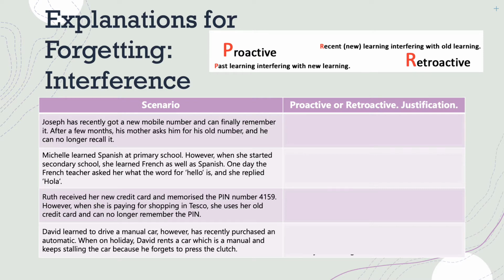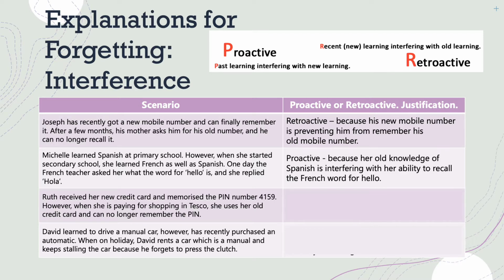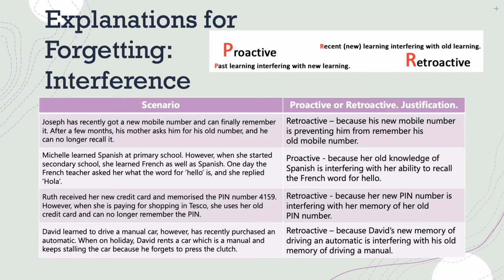First one, Joseph is experiencing retroactive interference because his new mobile number is preventing him from remembering his old mobile number. Michelle is experiencing proactive because her old knowledge of Spanish is interfering with her ability to recall the French word for hello. Ruth is experiencing retroactive because her new PIN number is interfering with her memory for her old PIN number. And David is experiencing retroactive as well because David's new memory of driving an automatic is interfering with his old memory of driving a manual.